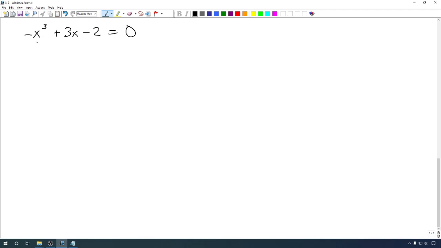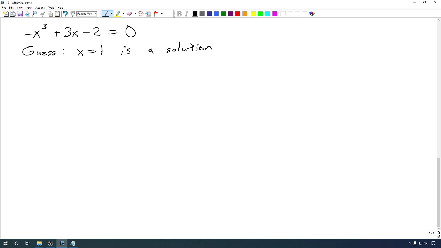For instance, if I were to plug in x equals 1, I'd have negative 1 plus 3 minus 2. That does give me 0. So we actually get to guess x equals 1 as a solution. Now, there are some techniques from algebra that can actually tell you what guesses are even worth trying. I'm not going to get too much into that here.